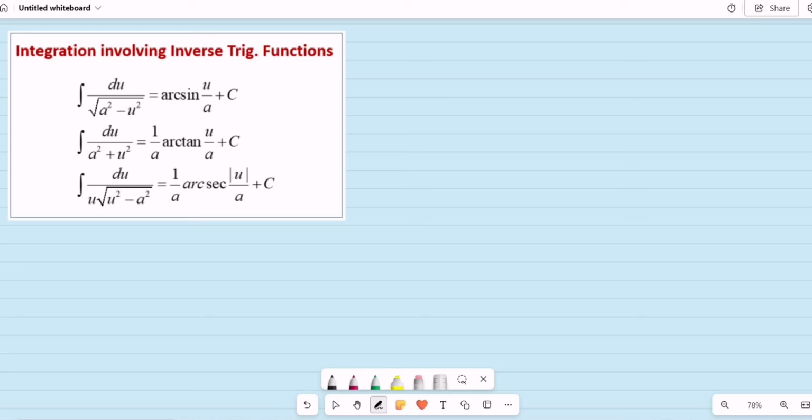Okay, so let's try another example. Let's say evaluate the integral of dx divided by 49 plus x squared. If you observe this given, it matches the second formula. So we can have it as equal to the integral of du divided by a squared plus u squared. As you can see, the operation between the terms in our denominator is now addition.